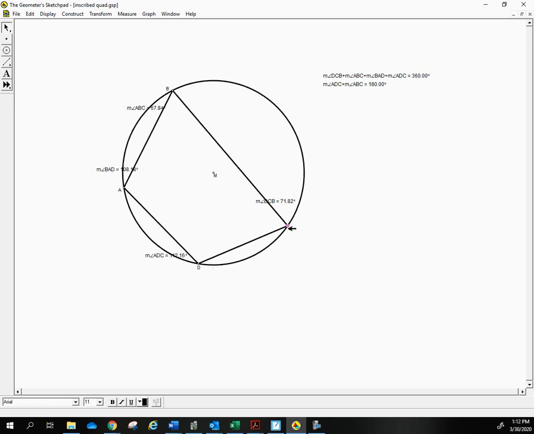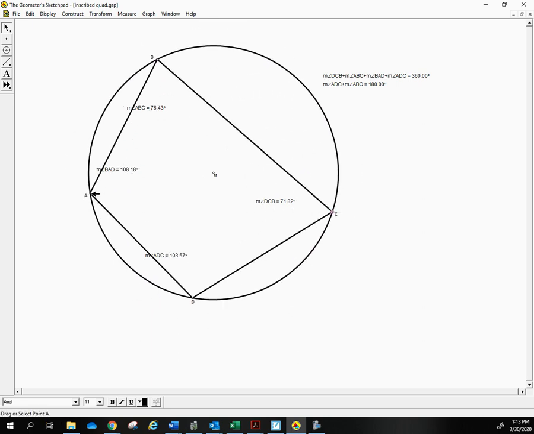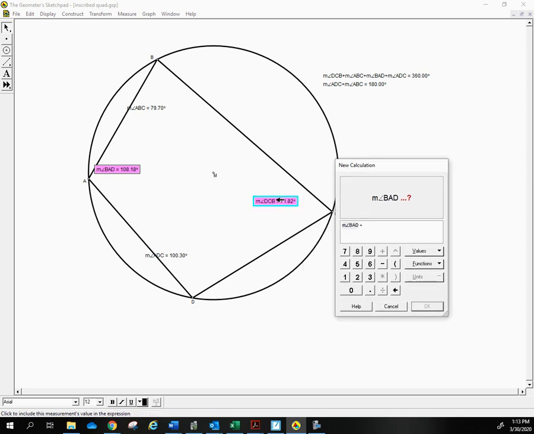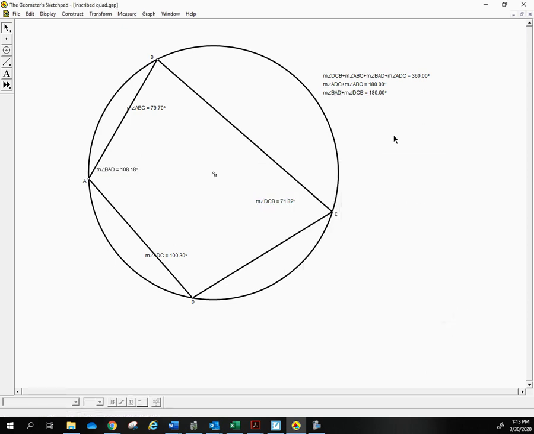No matter how much I move it, I can change the size of this quadrilateral. I can change the size of the angles. These angles right here have changed, but you notice they stay at 180 degrees. Not only these two opposite angles, but these two opposite angles as well. If I click on this angle right here and add it to this angle right here, you can see these angles are also 180 degrees. So opposite angles in an inscribed quadrilateral will always be supplementary.